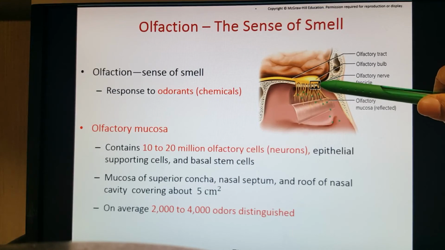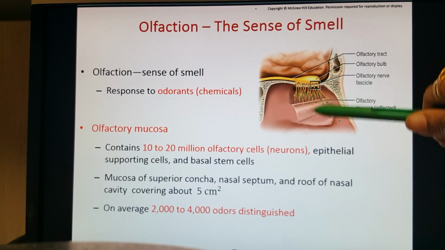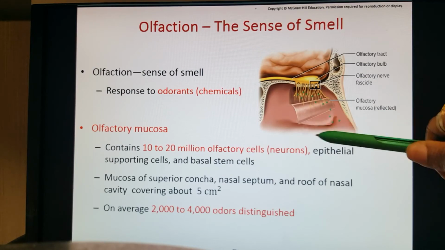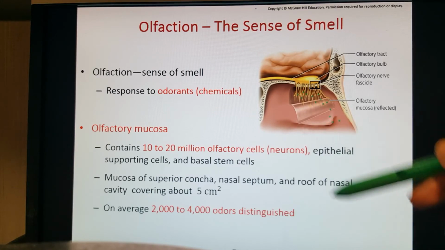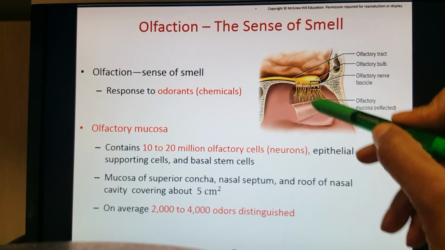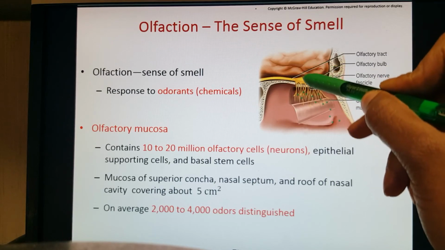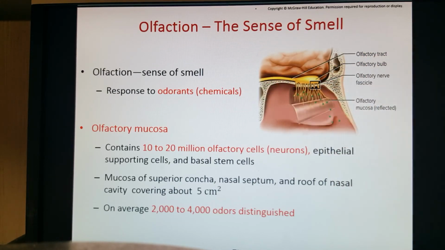Anyway, so holes in the cribriform plate on the ethmoid bone. Those fascicles extend into the olfactory mucosa. They're actually exposed to the outside environment. So as we breathe in, whatever we breathe in, the little tiny particles, they activate these fascicles. Then the information is sent up to the olfactory bulb and then through the olfactory tract to the brain. We have about 10 to 20 million olfactory cells, again, in our olfactory mucosa.